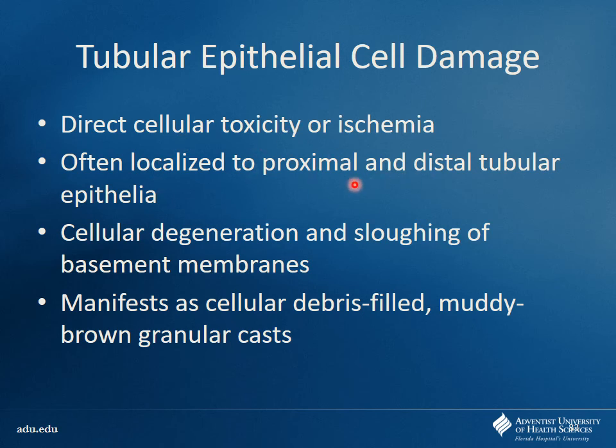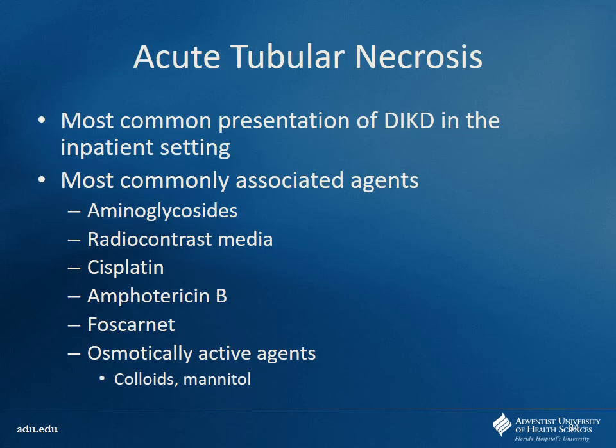And you'll typically see the proximal and the distal tubular epithelia takes the biggest hit, right? Loop of Henle usually is going to be relatively spared in a lot of cases. But what you may find is you're going to have sloughing of a lot of those basement membranes. You're going to have a lot of cellular debris, muddy brown, granular casts that are indicative of kind of interstitial damage happening.